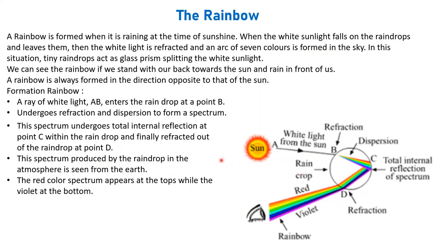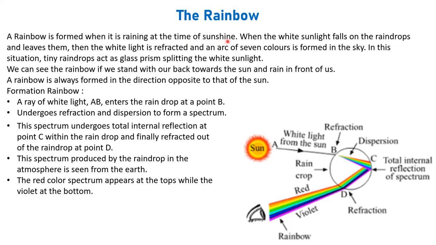Now coming to the rainbow, we have done the dispersion of light, we have done the spectrum of light. Now we are going to see the rainbow. So a rainbow is formed when it is raining at the time of sunshine. So there are certain conditions which are very important for the formation of rainbow and which are very important to see the rainbow. The first condition is rain at a time of sunshine.